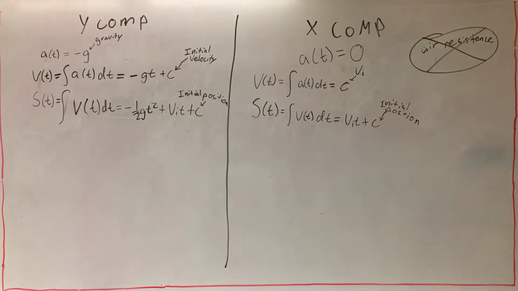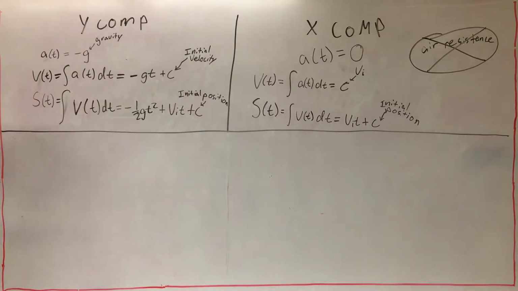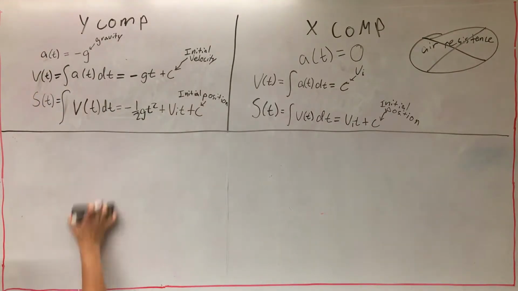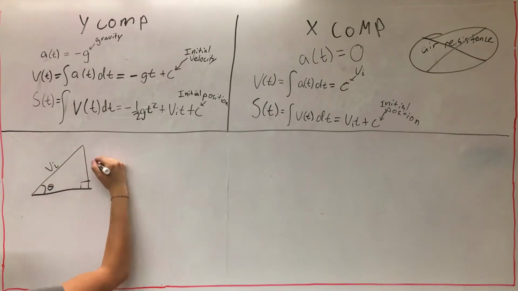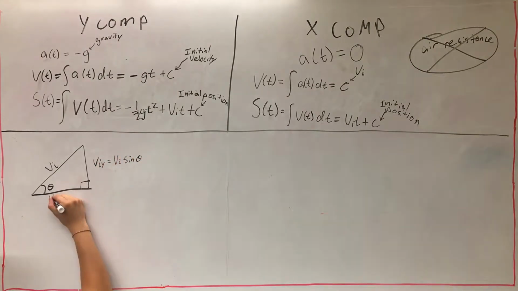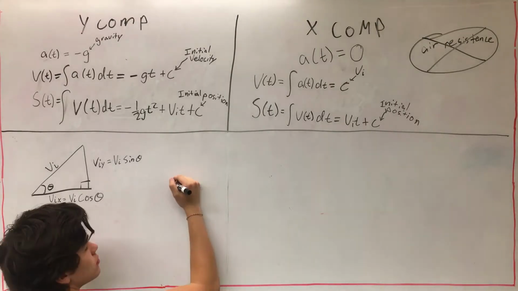From here, we want to look at the x and y components of the launch. We know there's an initial velocity at the theta angle, but we want to separate that initial velocity into its x and y velocities. Using trigonometry, we can see that the y initial velocity would be velocity initial times sine theta, and the x initial velocity would be velocity initial cos theta.